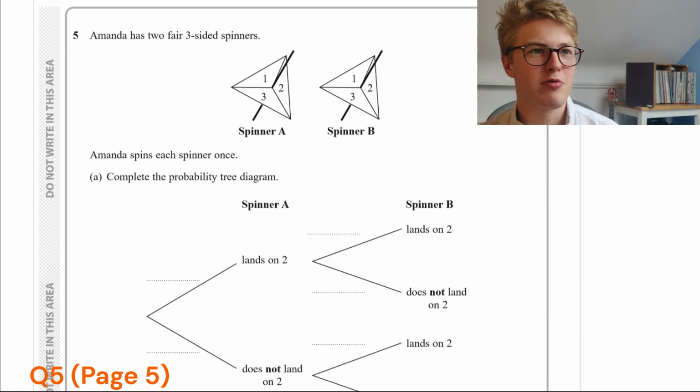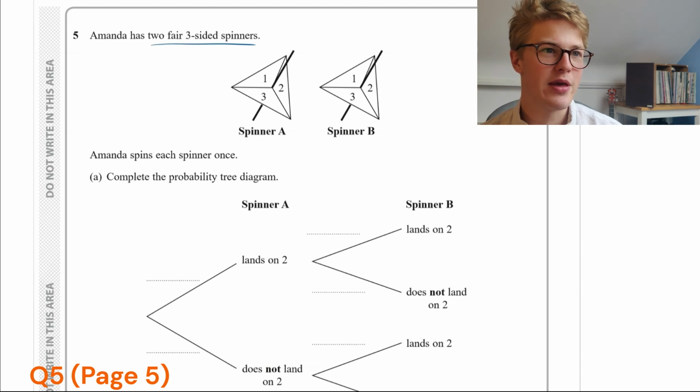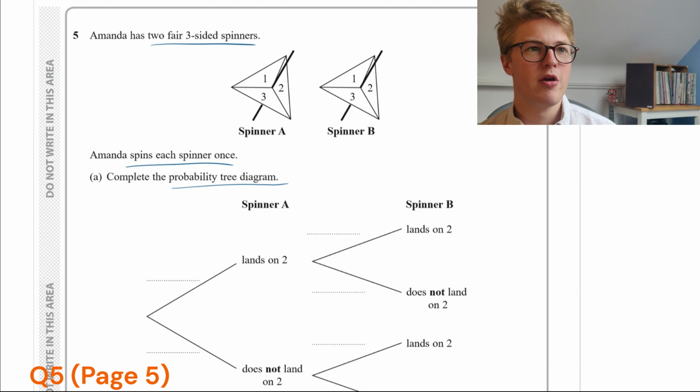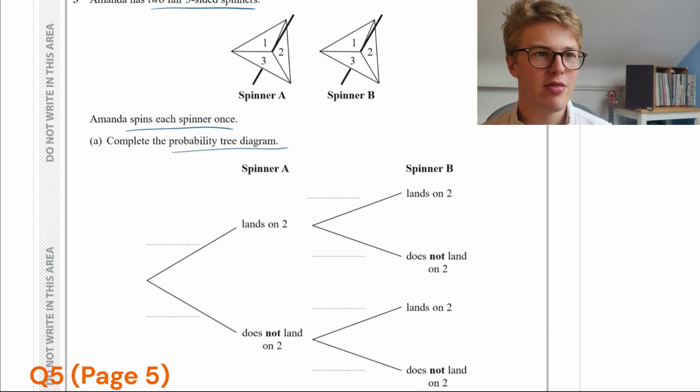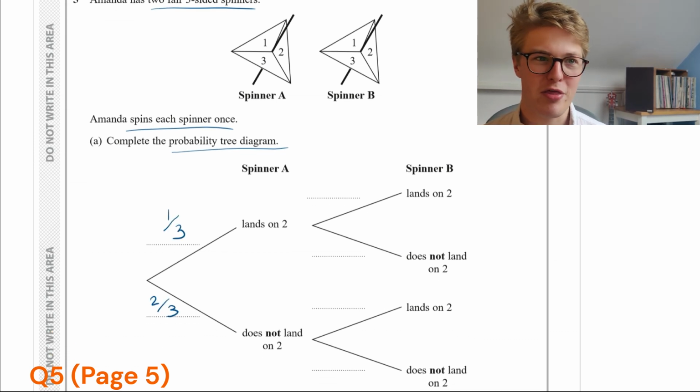Amanda has 2 fair 3-sided spinners, spinner A and spinner B. Amanda spins each spinner once. Complete the probability tree diagram. So because we're told they're fair spinners, therefore the probability of landing on 2 is 1/3, and the probability it doesn't land on 2 is 2/3.